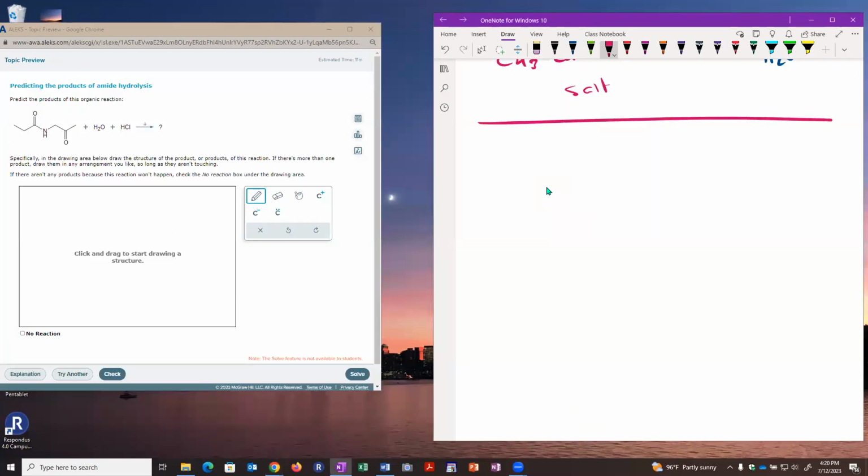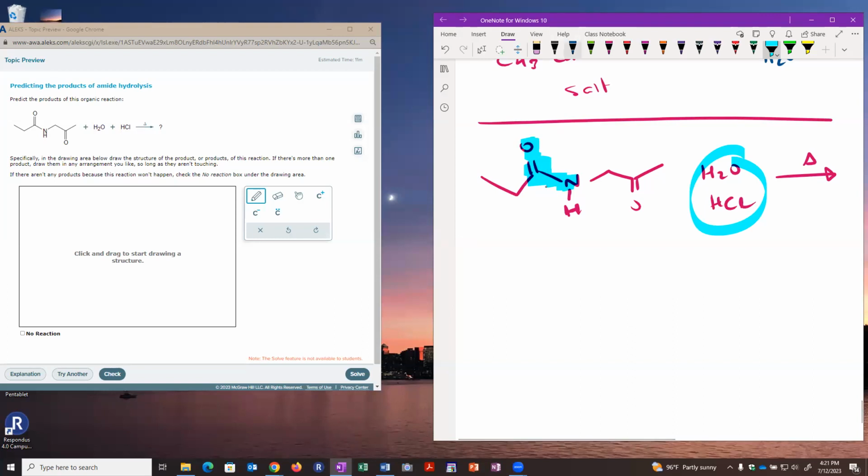All right, and here we have another one that's showing amide hydrolysis specifically. So we have our molecule to begin with. We have our conditions, we have H2O, we have HCl, and then we have heat. The triangle means heat. All right, so identify the functional groups that are important. So here we have our amide functional group right there. And then the conditions are going to be important. So we have HCl, that's hydrochloric acid. Okay, this would be acidic hydrolysis that we're looking at.